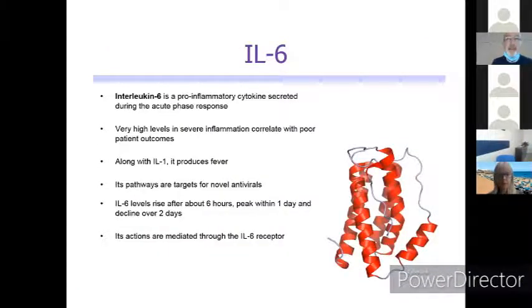So, a little guided tour. IL-6 is a cytokine secreted during the acute phase, and very high levels are seen in severe inflammation, and they correlate with poor outcomes. Along with IL-1, it produces fever, and it's probably responsible for the COVID fever, for example. Its pathways are targets for novel antivirals, like there was a lot of talk about tocilizumab earlier on. In terms of its time course, it goes up around 6 hours, peaks at about a day, and by the second day, it's usually fairly well down again.